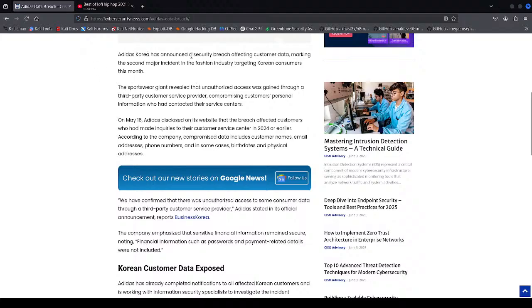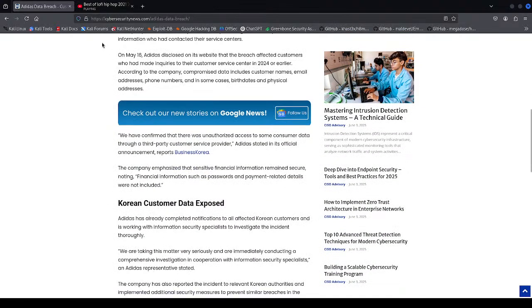Adidas Korea has announced a security breach affecting customer data. Oh, so this happened in South Korea. Marking the second major incident in the fashion industry targeting Korean consumers this month. The sports gear giant revealed that the unauthorized access was gained through a third-party customer service provider, compromising the personal information of customers who had contacted their service centers.